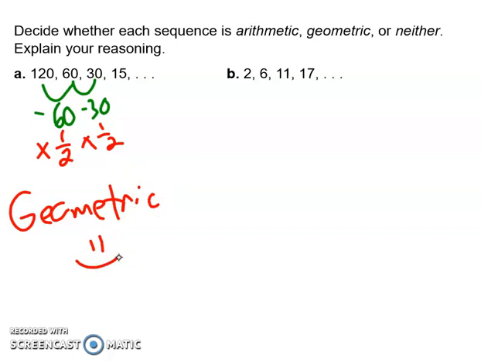Because I have a common ratio, I'm going to say that r is equal to 1/2.